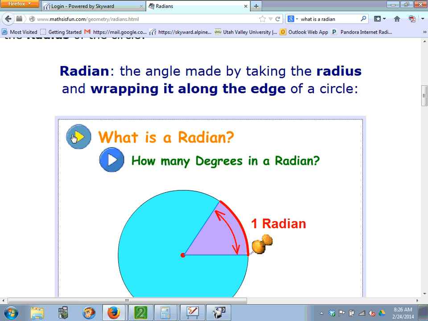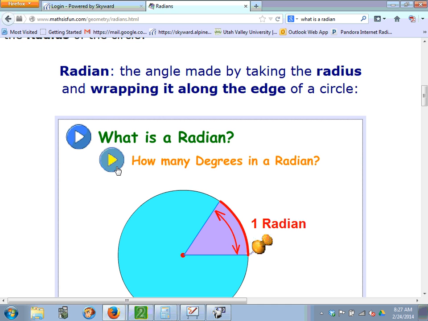And it doesn't matter the size of the circle. If the circle expands, what happens to the radius? The radius expands, but it's still going to have the same measure of that radian. It's still going to cover that same portion of the circle. That's why with circles, radians are much easier to deal with, because it doesn't matter the size. 1 radian is 1 radian on any size circle. How many radians do you think it takes to go all the way around?